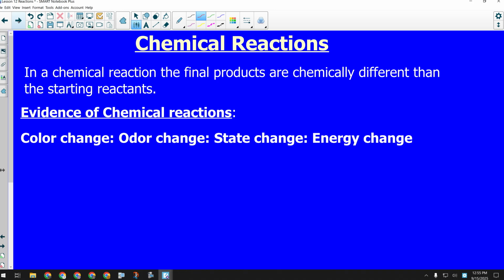Some reactions are reversible. I can get the reactants back. That's the chemical reaction that powers your phone. Any rechargeable battery is a chemical reaction that can be reversed through the application of electricity. We basically just force the electrons to go back to their original position. All right, and then as we said, some of the evidence of a chemical reaction: color change, odor change, state change, energy change, up or down, in terms of temperature.